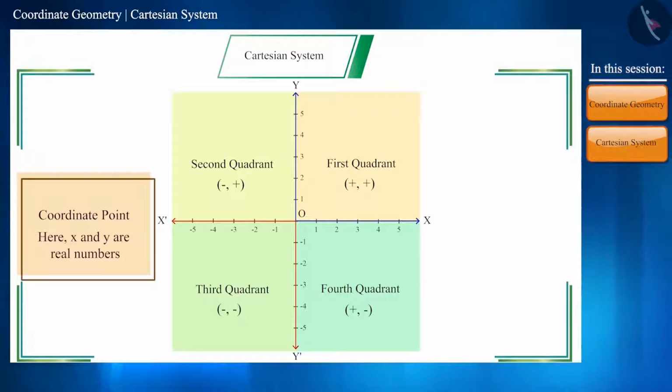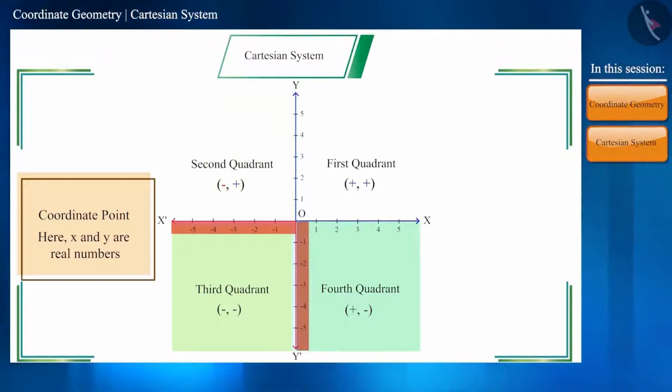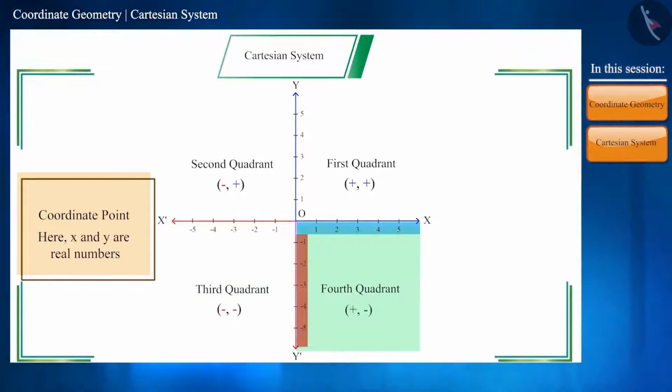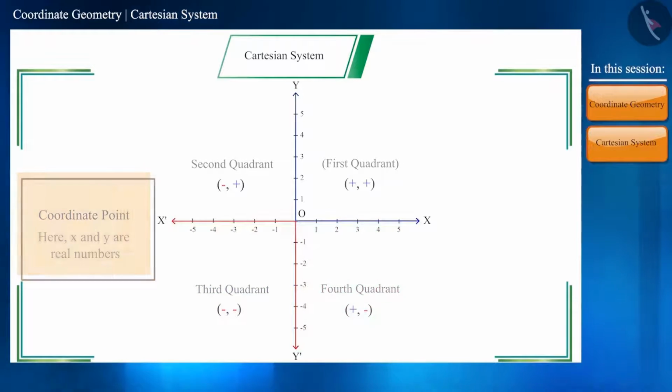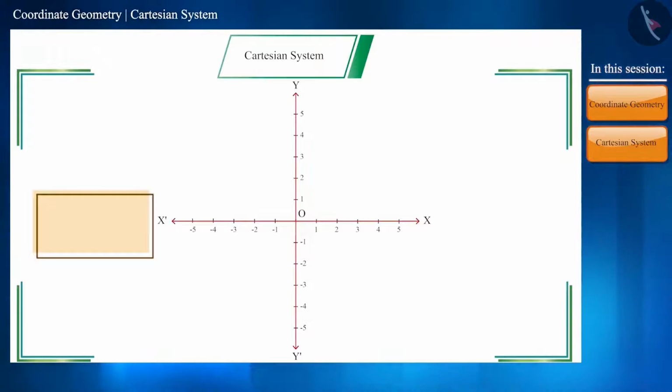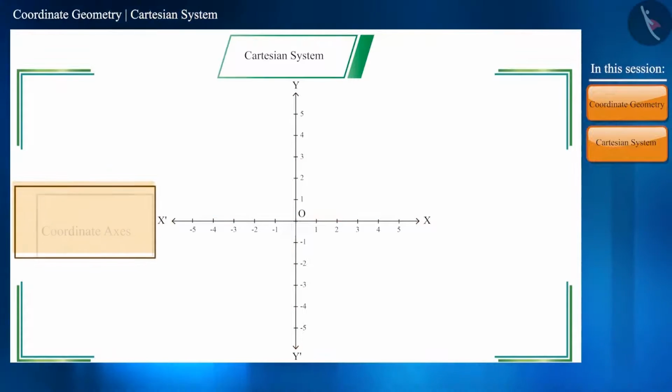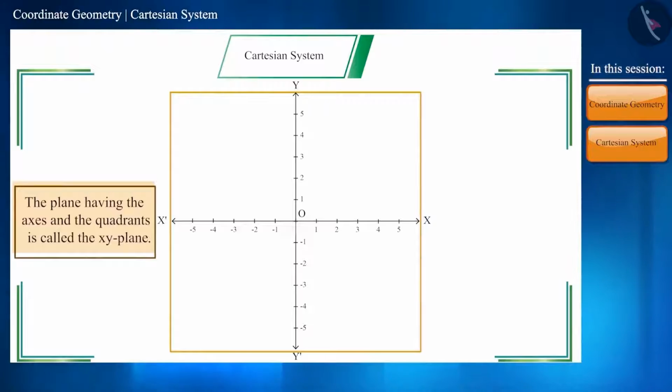The first number in this coordinate point represents the point on the x-axis and the second number represents the point on the y-axis. In the first quadrant, there are positive x and y-axes. So the points of this quadrant are represented in this way. Similarly, the signs of each quadrant depend upon the positive and negative x and y-axes of that quadrant. That is why these axes are called coordinate axes. And the plane in which these axes and quadrants are is called the XY plane.